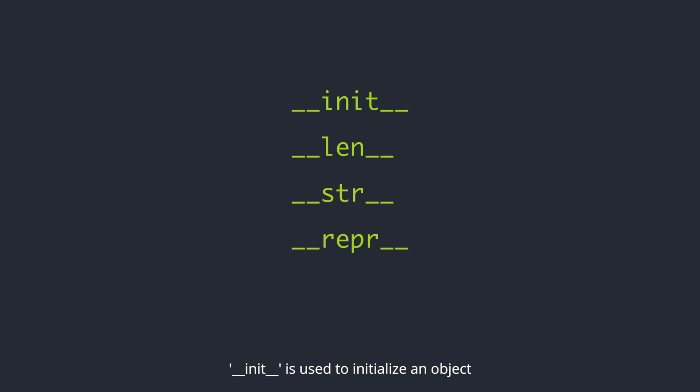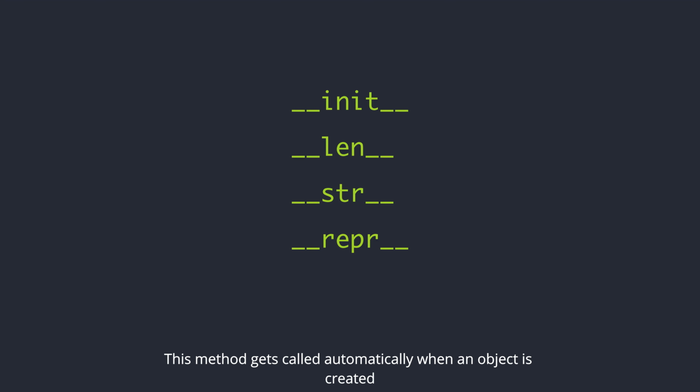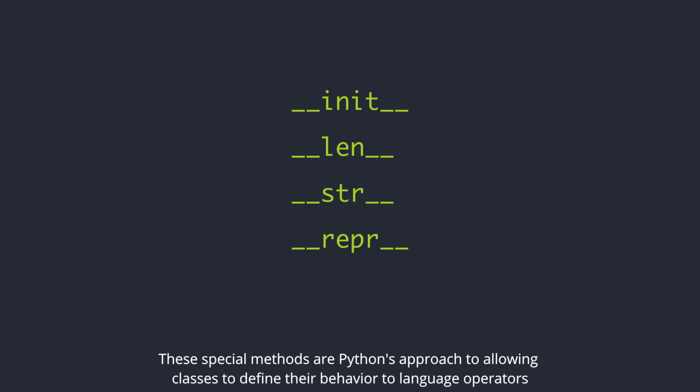__init__ is used to initialize an object. This method gets called automatically when an object is created. Like __init__, you don't have to call these special methods directly. There will be some top-level function or syntax that will call these special methods. These special methods are Python's approach to allowing classes to define their behavior with language operators.